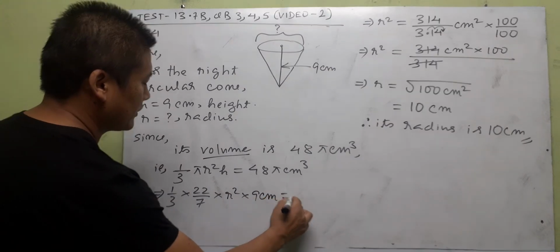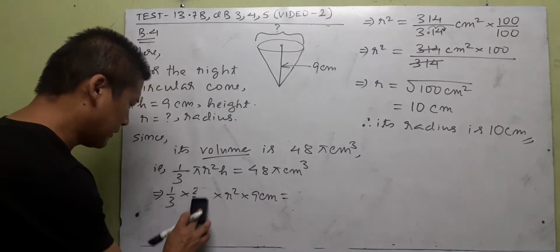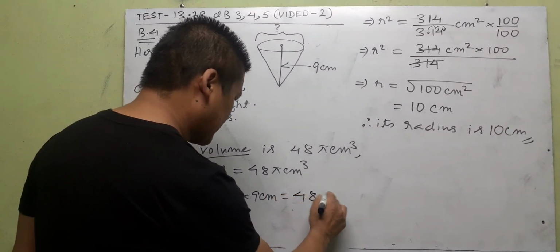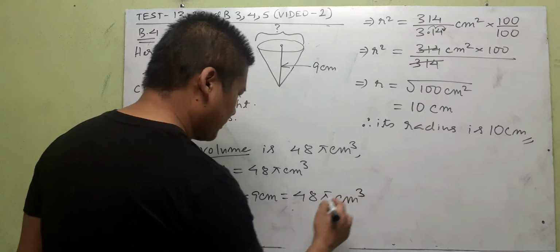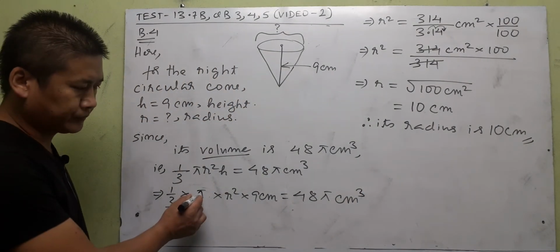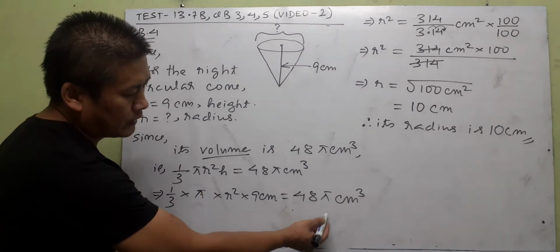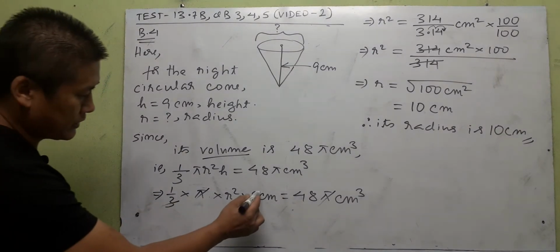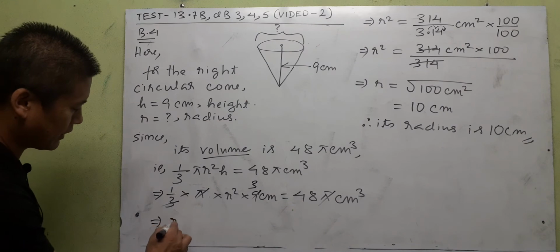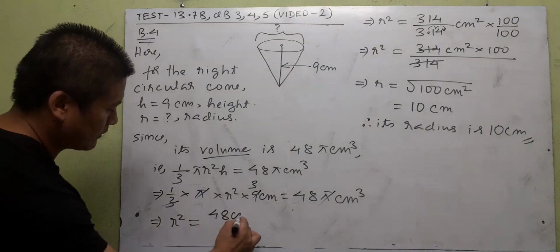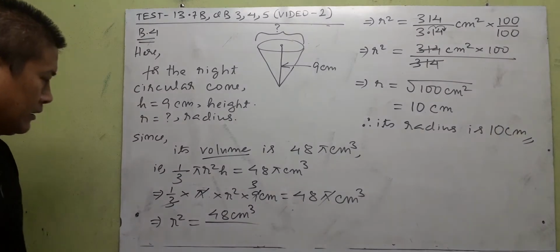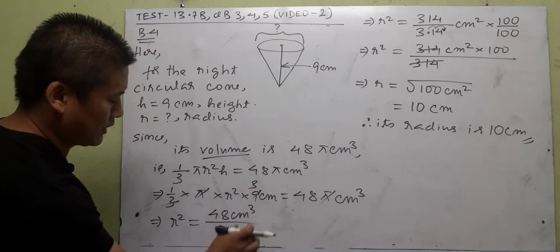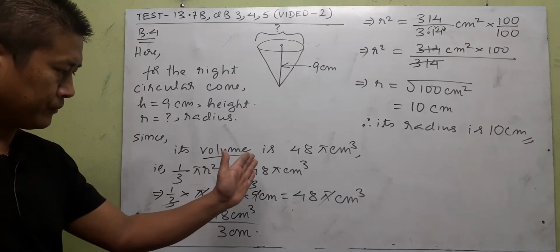H is 9 centimeter, equal to... okay, just skip here for 1 minute, because we can just remove this pi without changing to 22 by 7. We see here 48 pi centimeter cube. When you shift, this pi will go to the denominator and cancel the pi in the numerator. So we can just as well cancel it now. 3 1s are 3, 3 3s are 9. So we are going to get r square equal to 48 centimeter cube divided by this 3 centimeter will come down. This 3 together will come to the denominator when you shift from the left side to the right side.